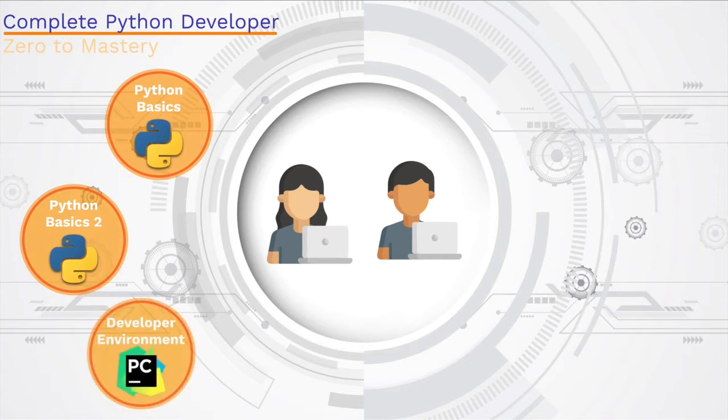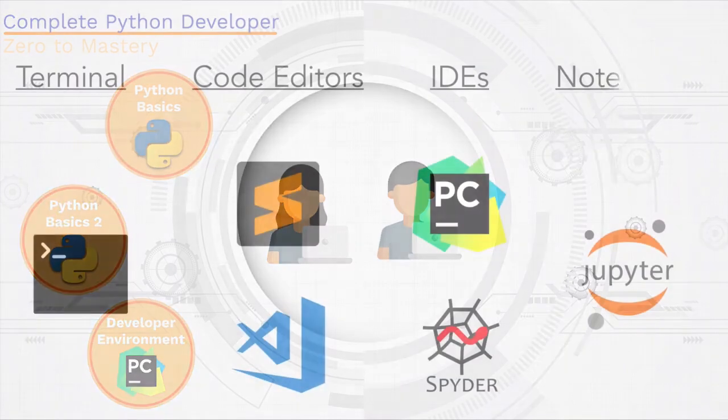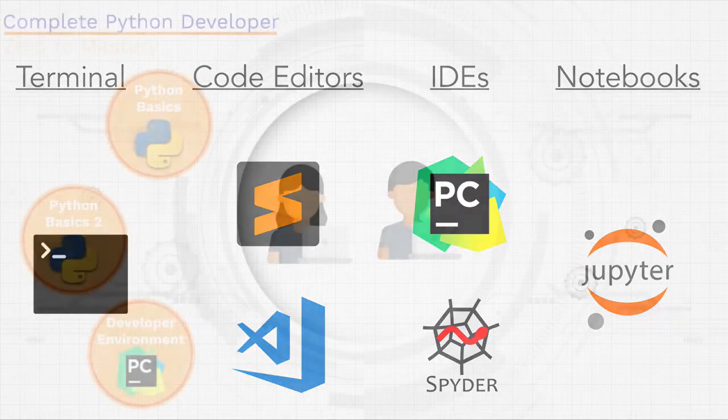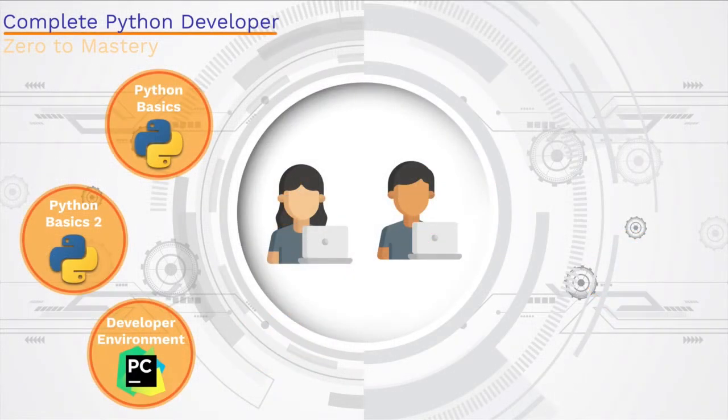Next, we talk about a professional Python developer environment. We teach you how to use the terminal and the command line, about using code editors like Sublime Text and Visual Studio Code. We talk about using PyCharm, a fully integrated IDE for Python developers, and also how to use Jupyter Notebooks, because we're going to use these notebooks later on in the course to do something really exciting. Hint, hint, it's machine learning.